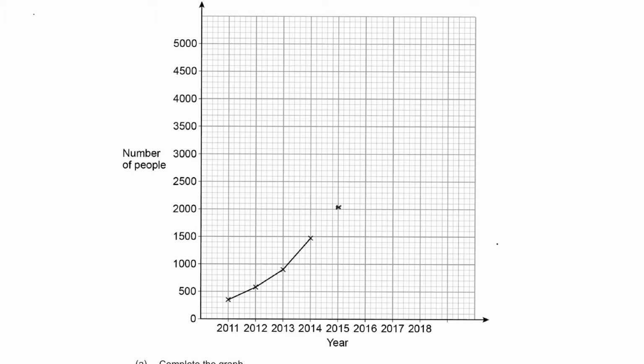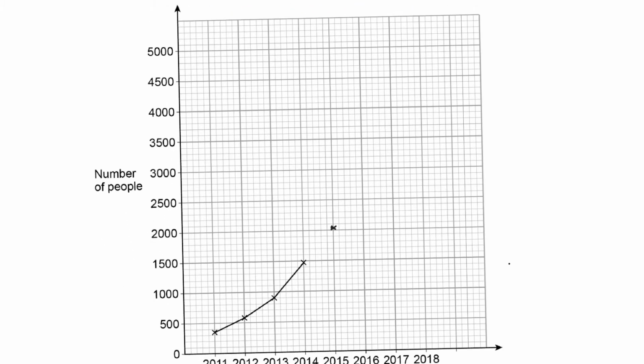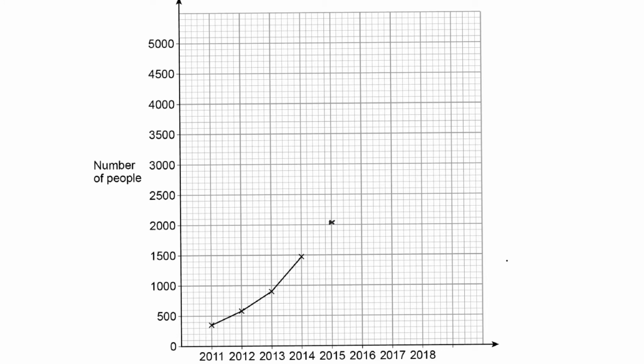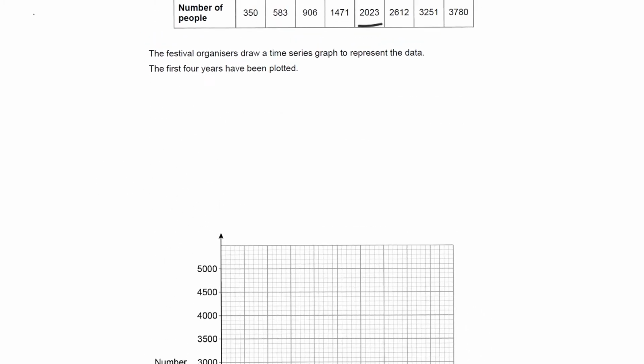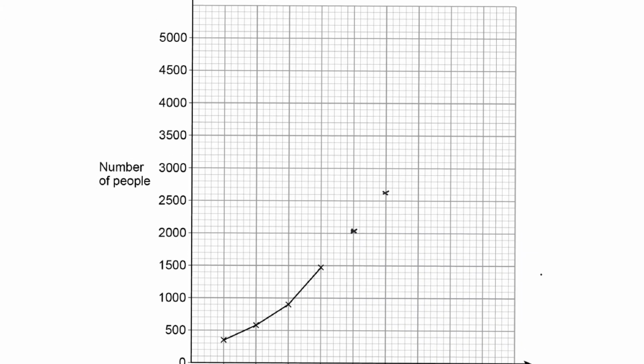there. And then for 2016, there were 2,612 people. So this is 2,600 right here, so 2,612 will be slightly higher than that. That will be about here. Then it says 2017 was 3,251. So 3,200, where is that? That's about here. So 3,251 will just be slightly over halfway between 3,200 and 3,300. So about there.